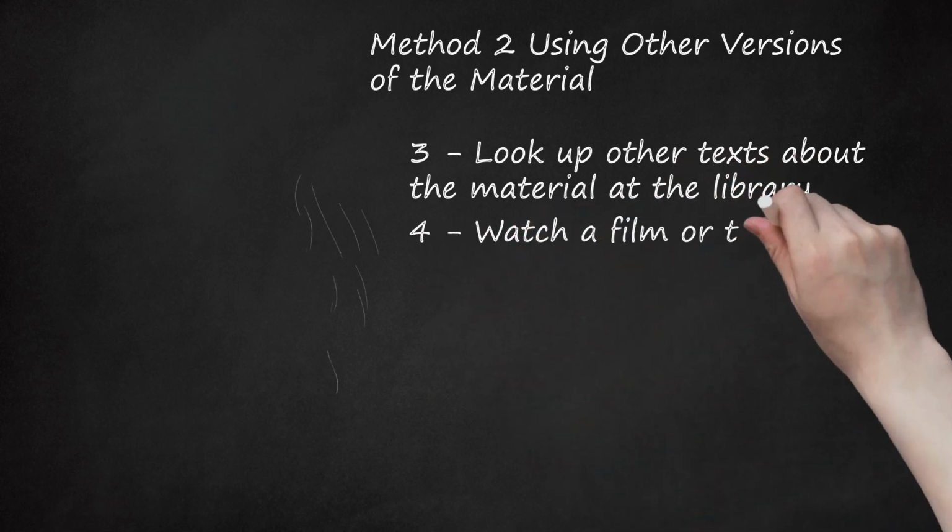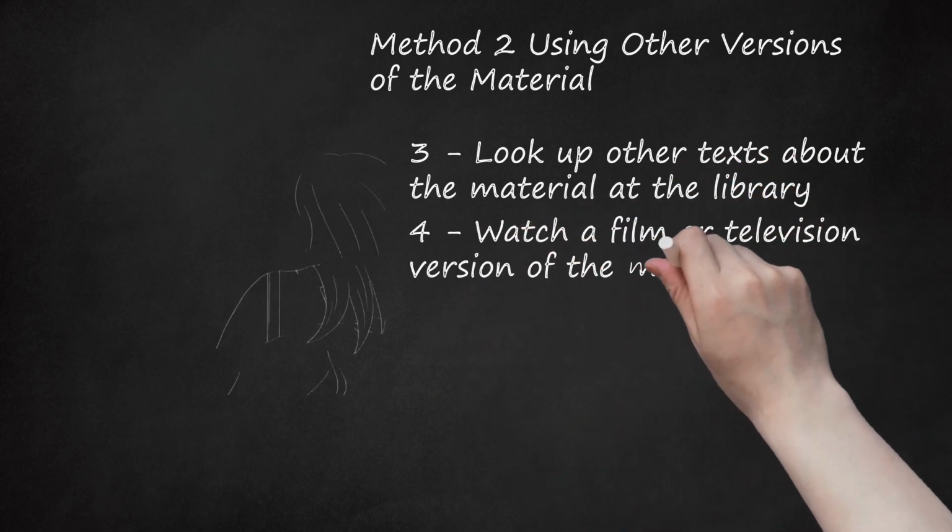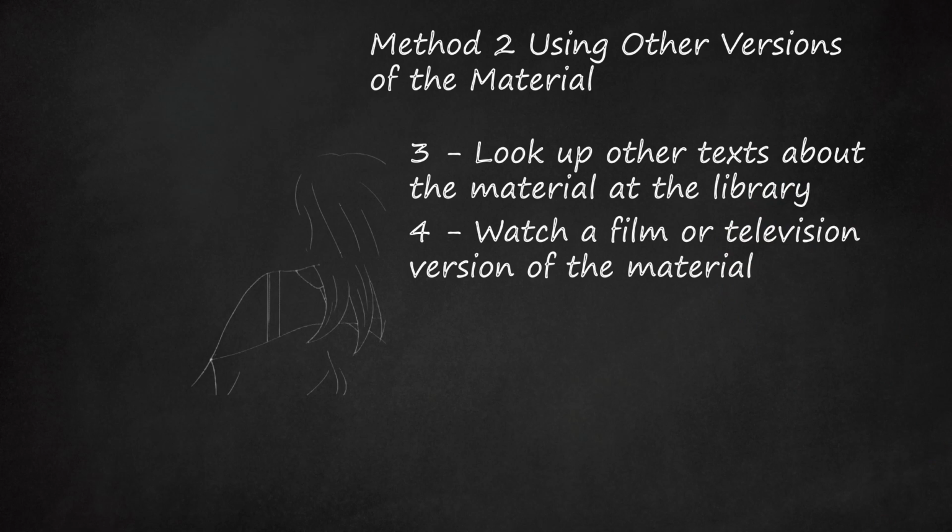4. Watch a film or television version of the material. Depending on the assigned text, you may be able to find a film or television version of the book. However, some film or television adaptations may change around certain elements of the original book and you could end up viewing a version that deviates from the text.